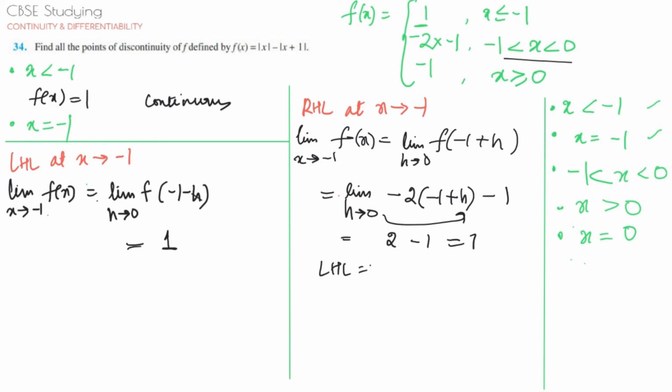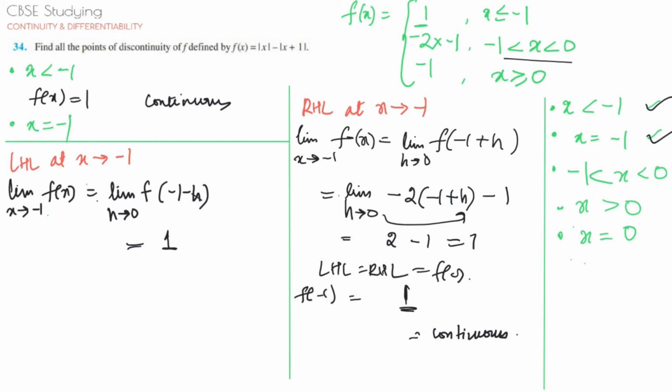Since LHL is equal to RHL, we also need to check f(c). So for f(c), we have to do f(-1) at x equals to minus 1, which is also equal to 1. So LHL is equal to RHL is equal to f(c). Therefore, it is continuous, right? So in this one, it is continuous. In this one also, it is continuous.